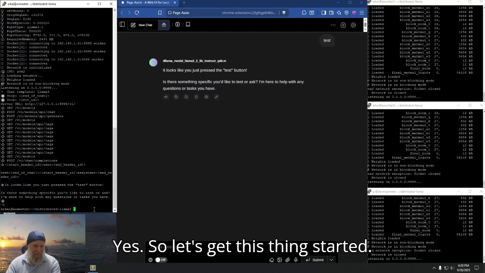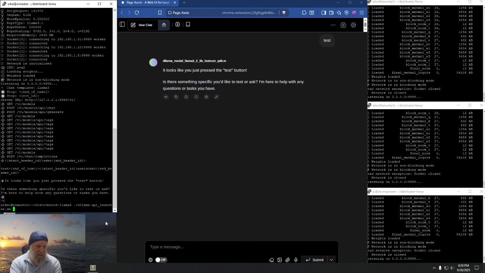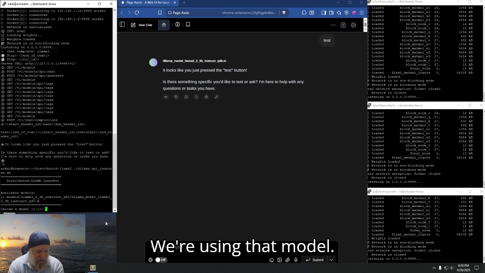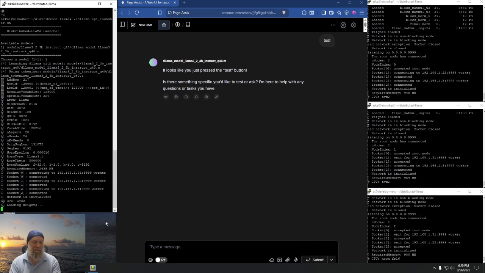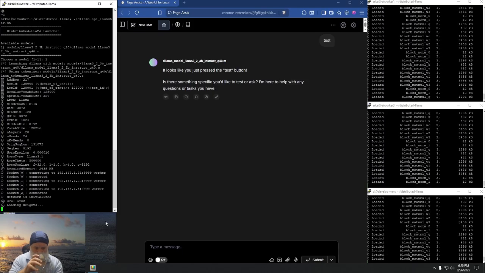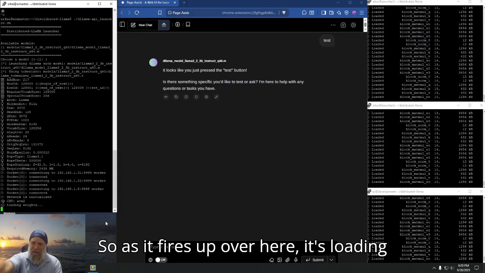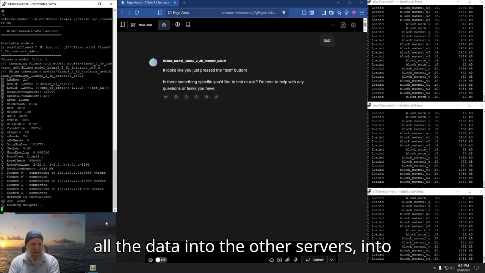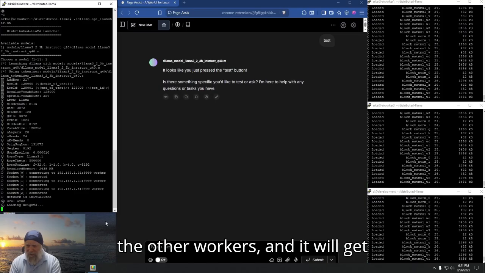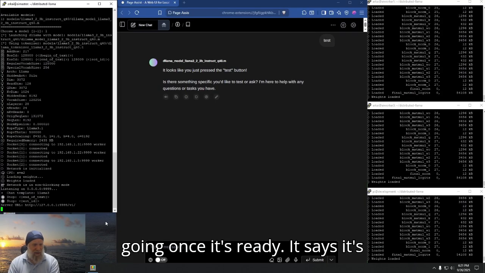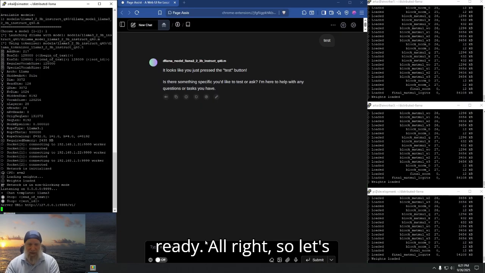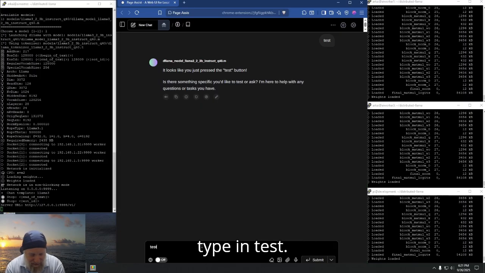Yes. So let's get this thing started. We're using that model. As it fires up over here, it's loading all the data into the other servers, into the other workers, and it will get going once it's ready. It says it's ready. All right. So let's type in test.